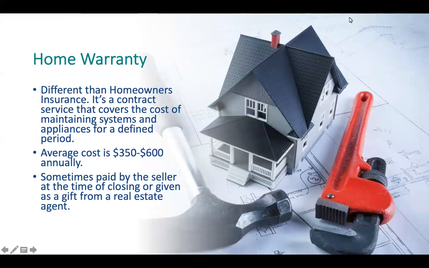The last thing that I wanted to talk about is home warranty and the distinction between that and how it's different than insurance. So home warranty is different. It's a contract that covers the cost of maintaining systems or appliances over a defined period of time. The annual cost is roughly averaged about $350 to $600. That does not mean that everything is covered. However, it also does not mean that there won't be a service call fee to have somebody come out and look at those systems or look at whatever you are concerned about.